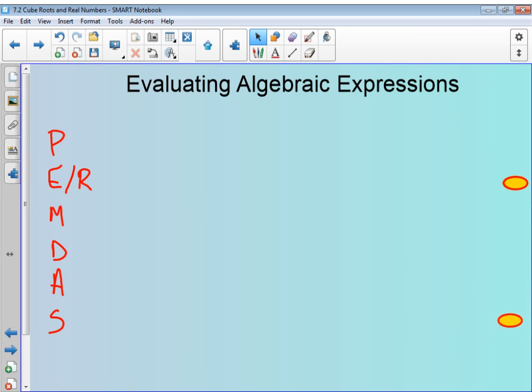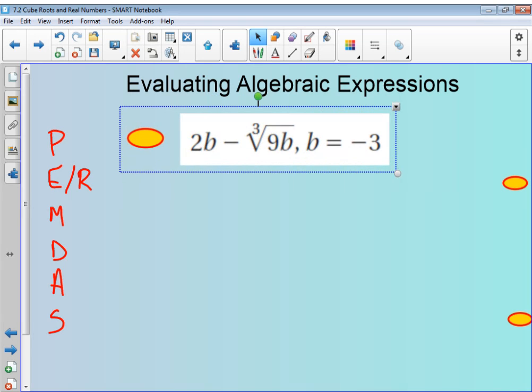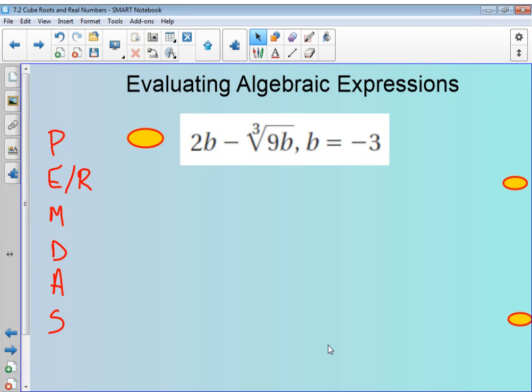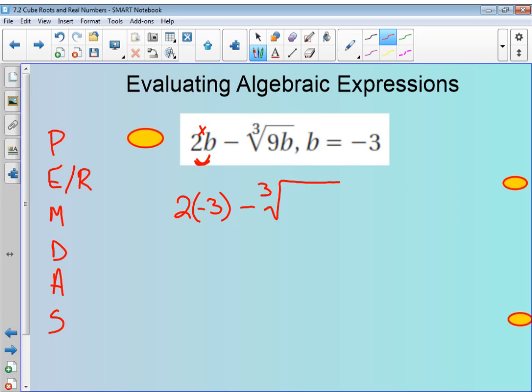So very similar to the previous video that you watched. Here we've got 2 times b minus the third root of 9 times b, and b is going to equal -3. So my first step, I'm going to substitute in. Remembering that when I have a number right next to a letter, we are multiplying. It is not going to be 2 minus 3. It's going to be 2 times -3 minus the third root of 9 times -3.